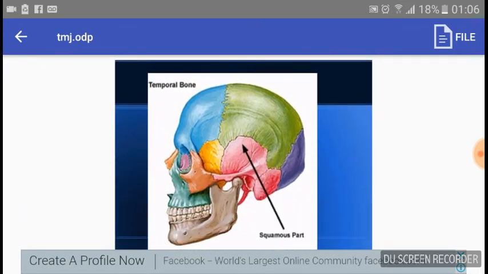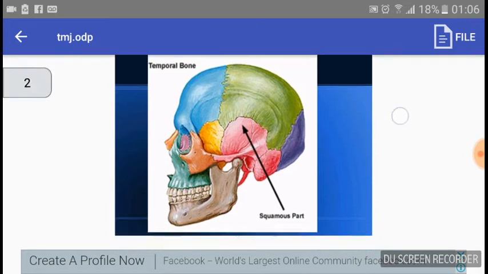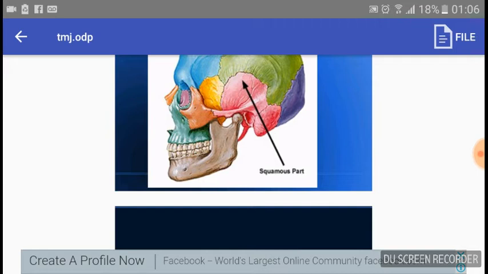First off, the bones of the skull that are involved in the temporomandibular joint would be the squamous portion of the temporal bone, as seen right here. This, along with the condyle of the mandible, seen here, the articular disc, not seen in this image, and the ligaments, not seen in this image, form the temporomandibular joint.